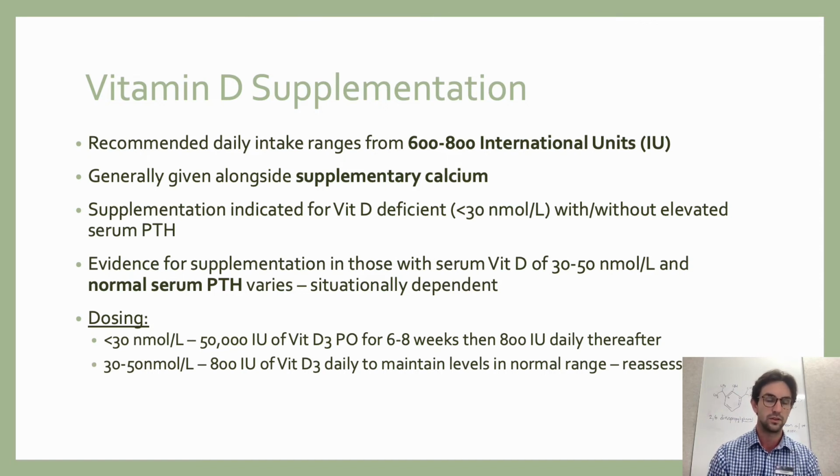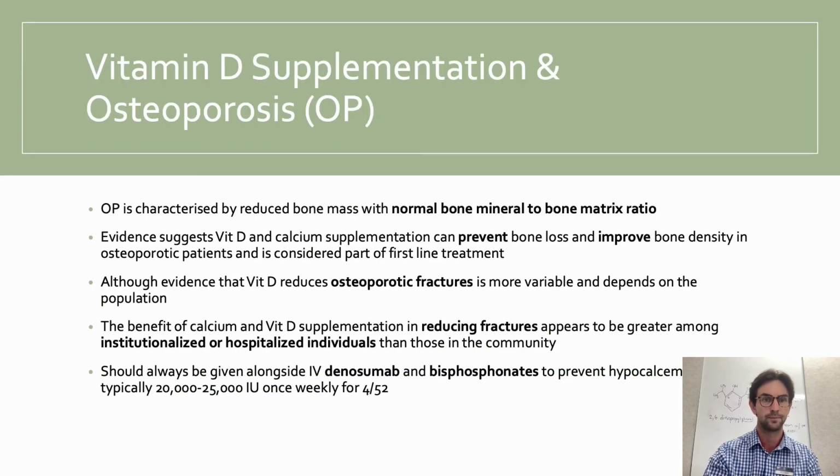The dosing, this is just pulled from UpToDate. They suggest that those who are vitamin D deficient get 50,000 units per oral for 6 to 8 weeks, and then 800 units thereafter. And for the insufficient or the 30 to 50 group, they typically get 800 units per oral daily, with a view to reassessing it at 3 months to evaluate the response.